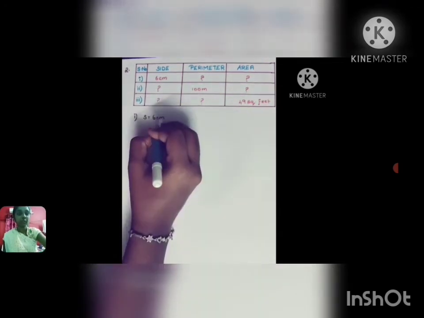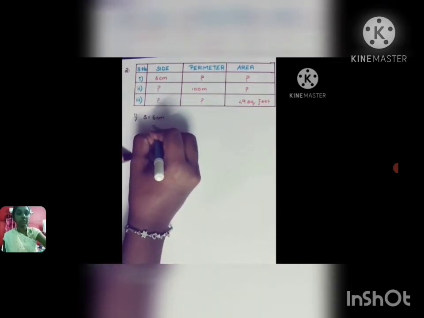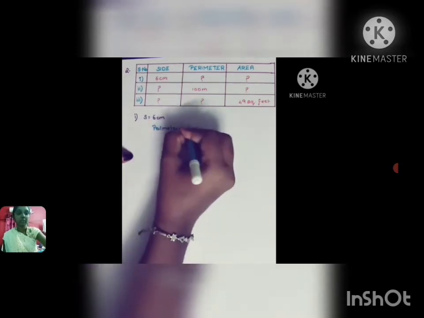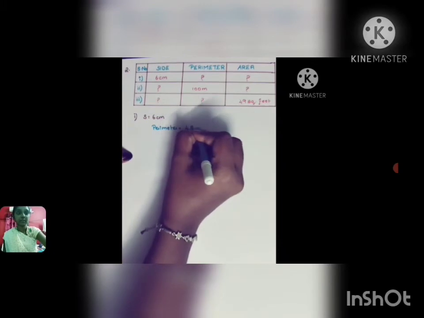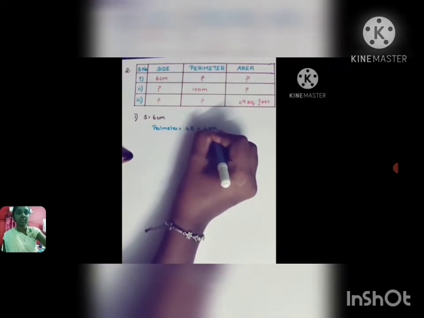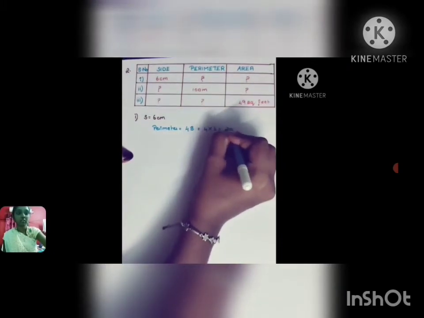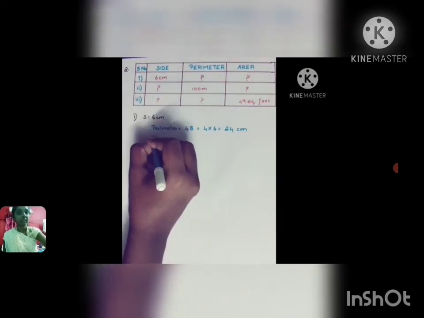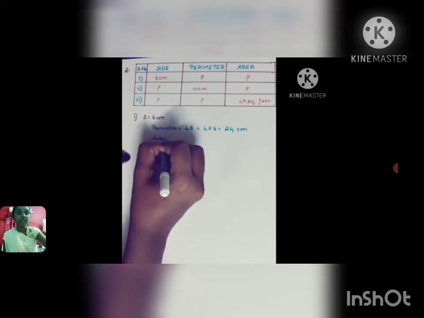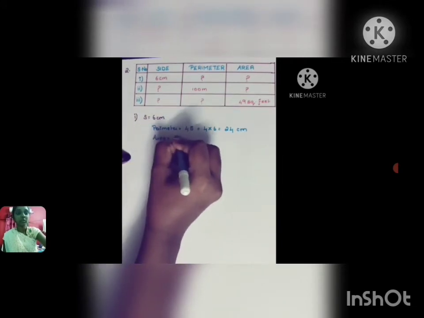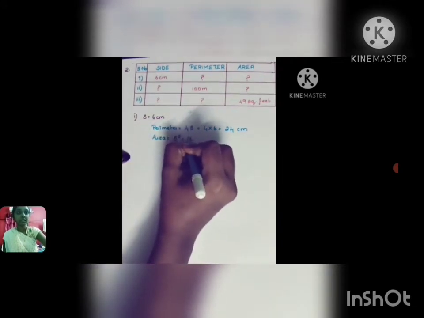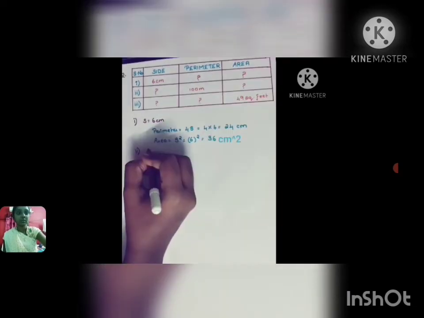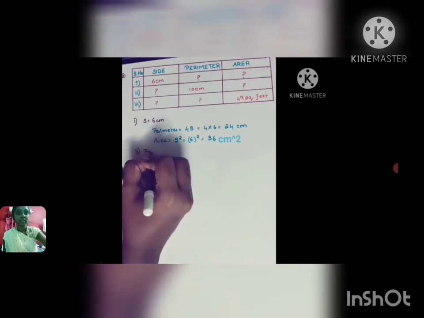We know that the formula for the perimeter of a square is 4 times the side of the square. And here, since the side of the square is 6 centimeter, we have 4 into 6, which is equal to 24 centimeter. The next, we know the area of the square is given by squaring the length of the side of the square, that is s squared. Here s is 6 and 6 squared is 36 centimeter square.